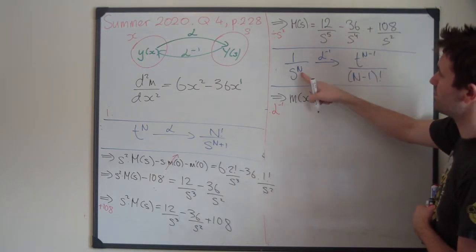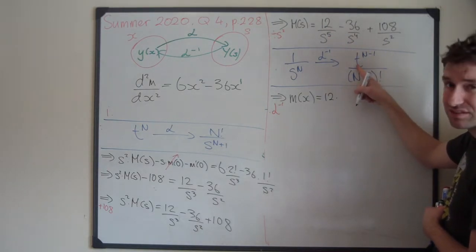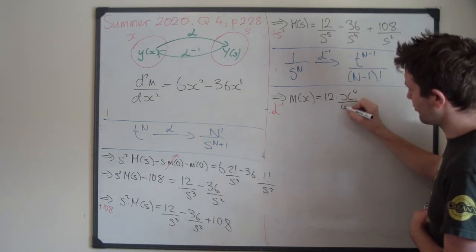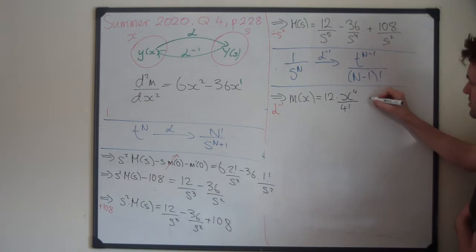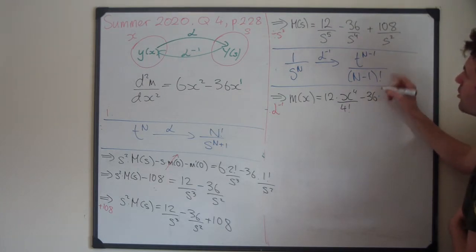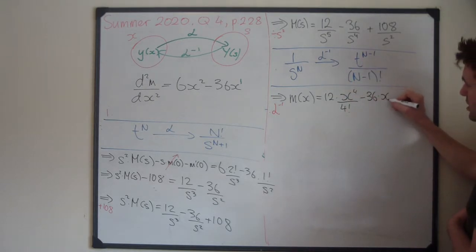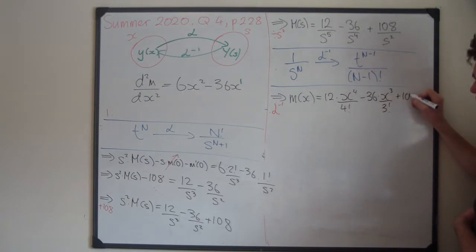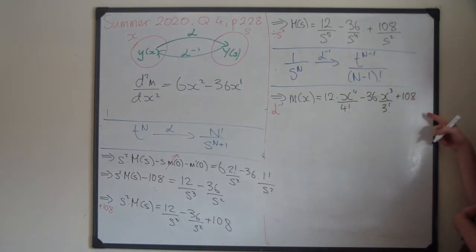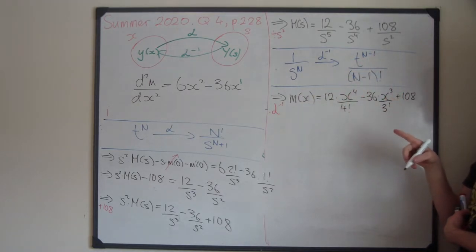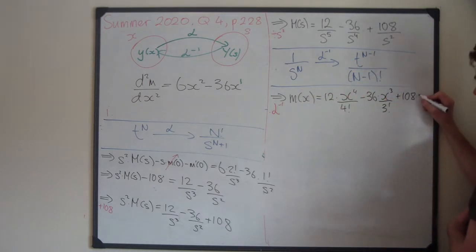1 over s to the 5 goes to not t, but x to the 4 over 4 factorial. Fix the minus 36. 1 over s to the 4 goes to x to the 3 over 3 factorial, and finally plus 108, fix the 108, 1 over s squared goes back to x to the 1 over 1 factorial.